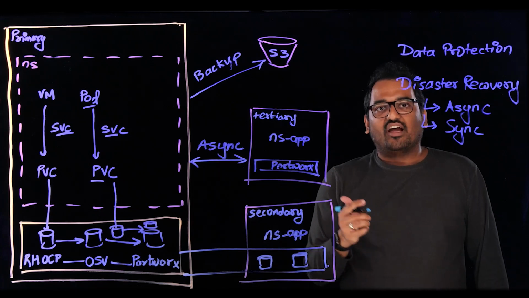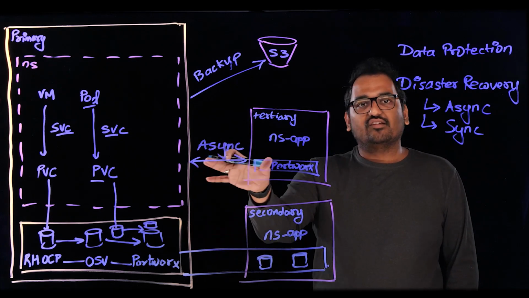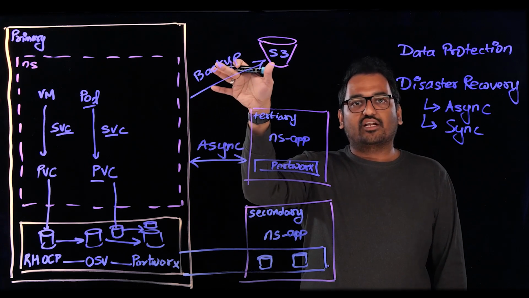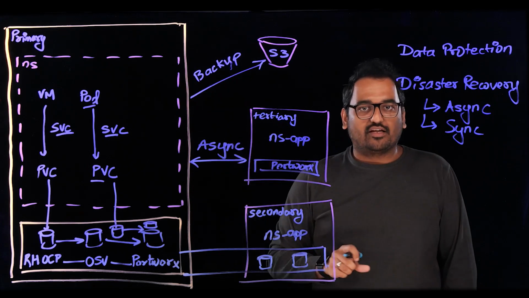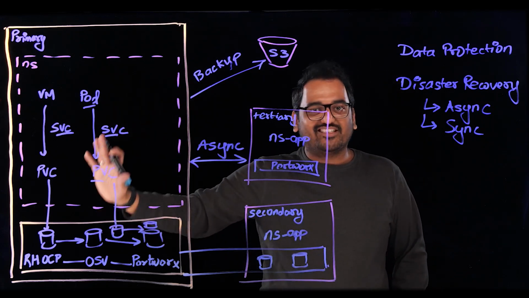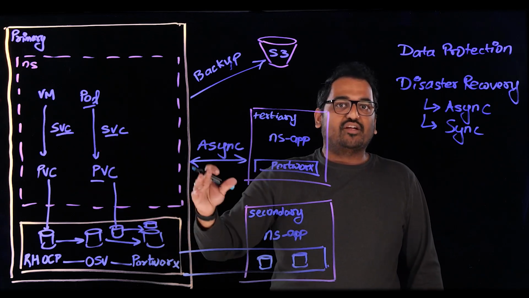So with Portworx, organizations can build a synchronous disaster recovery solution, an asynchronous disaster recovery solution, and a data protection solution that allows me to protect or back up my applications. And these applications can be completely container-based or completely virtual machine-based that are running on OpenShift Virtualization or KubeVirt, or it can be a mix of both as well.